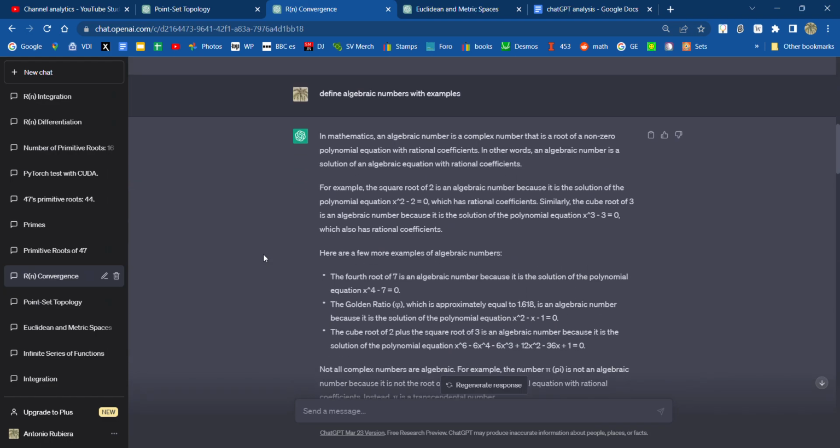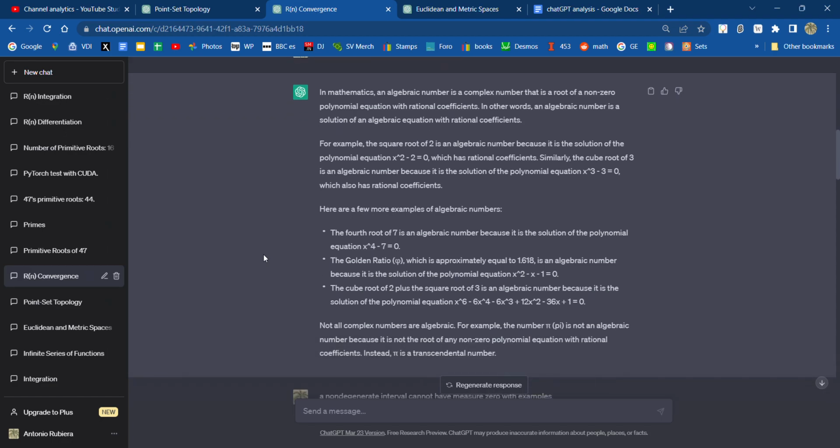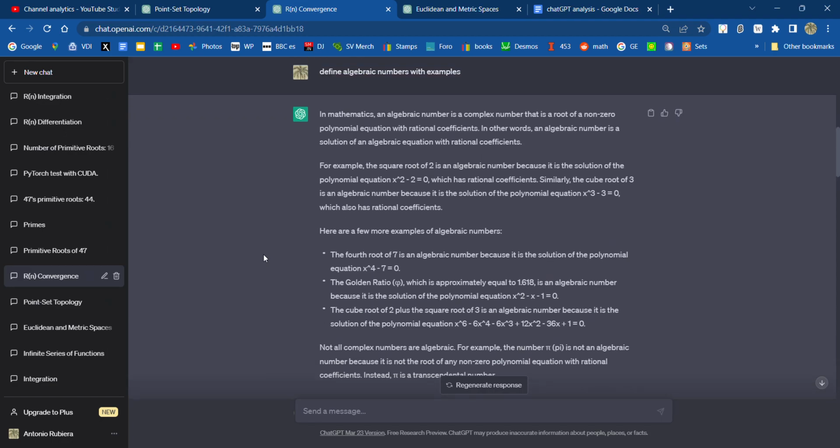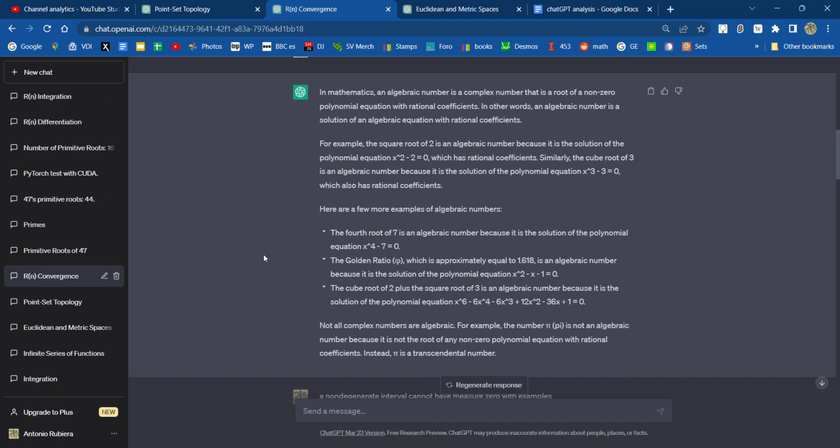And then I asked it to define algebraic numbers. I already knew what they were from Gaussian integers back in number theory, but it gave me some examples that were not imaginary. Well, the roots of these polynomials are imaginary, and they're the algebraic numbers. Never mind. Not all complex numbers are algebraic. Of course, pi. Good example, because it's a transcendental number.